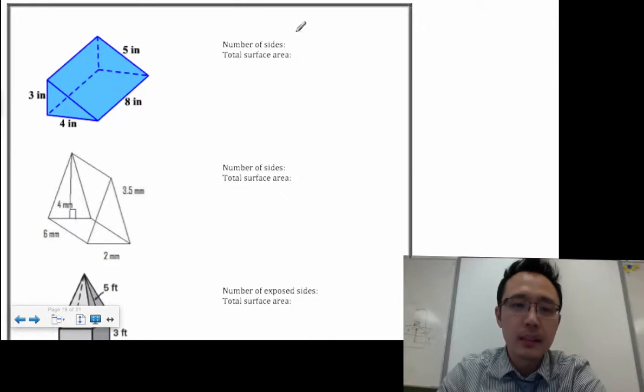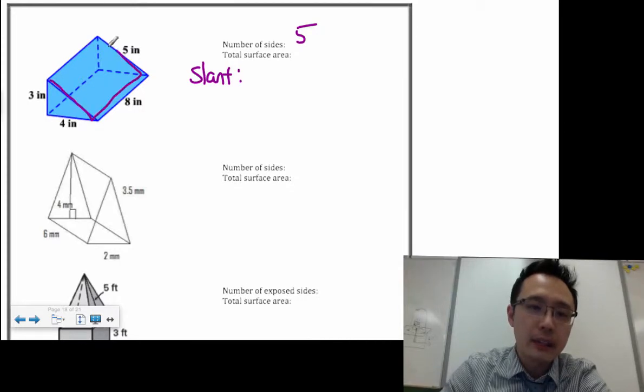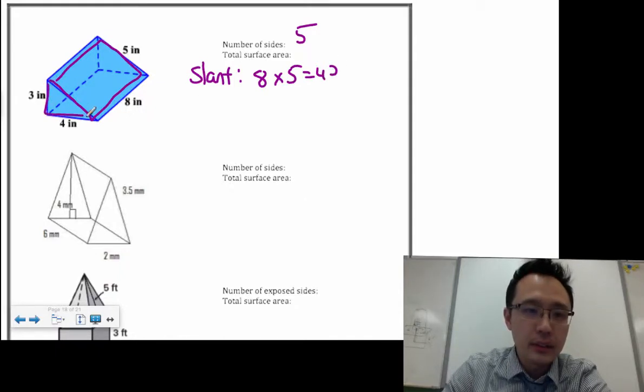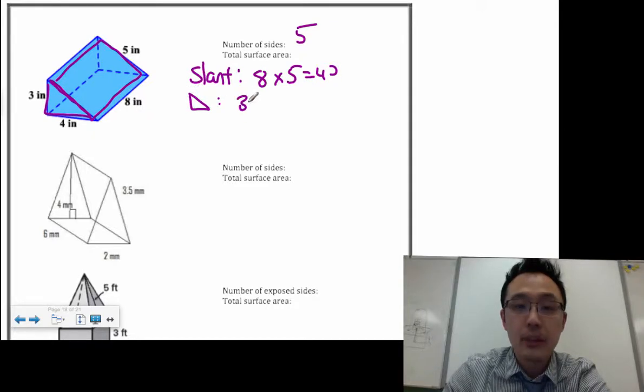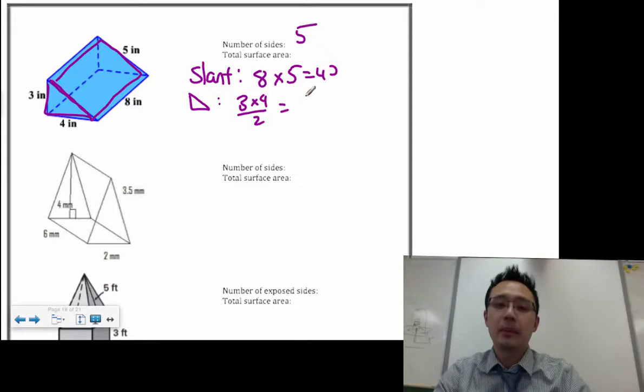So number of sides, this one we have 5 sides. Let's start with the slant. The slant in this case is my big rectangle here. So that's going to be 8 times 5 is 40. And then I have 2 triangles on the side. Remember, the area of the triangle on one side is going to be 3 times 4, but it's divided by 2 because that's the area of that. So that's going to be 6.